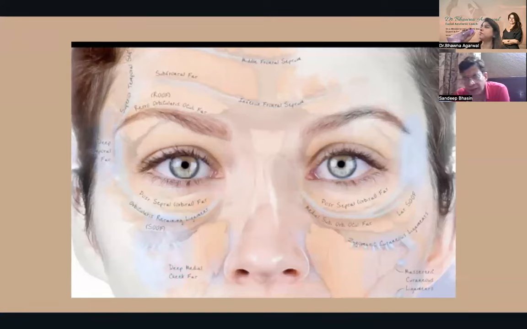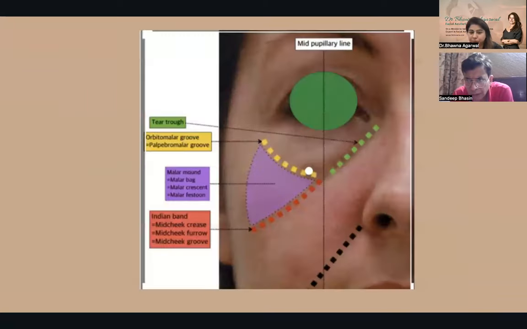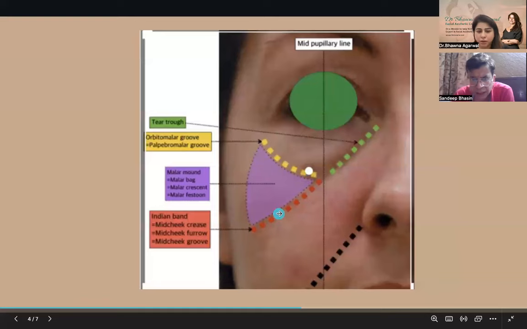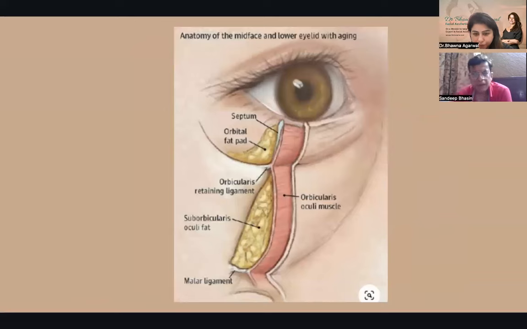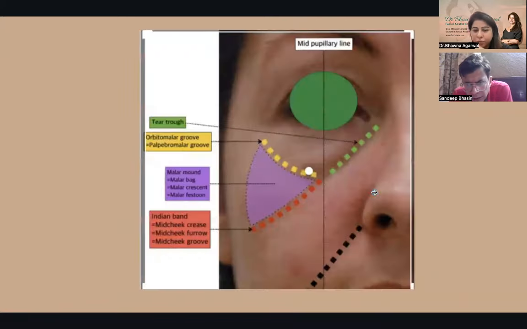So when the malar mounds are formed, what forms the lower border of this malar mound? ZCL is forming the upper border. Which ligament is forming the lower border? The red line, the Indian band. The ZCL is getting extended forward. This entire thing is ZCL only.